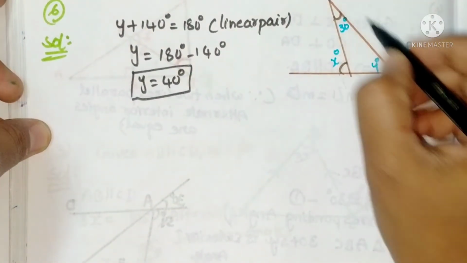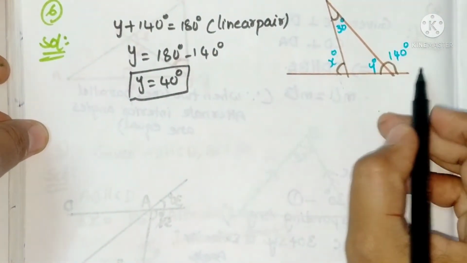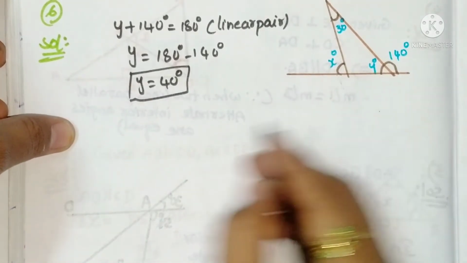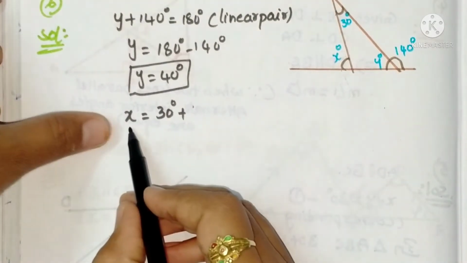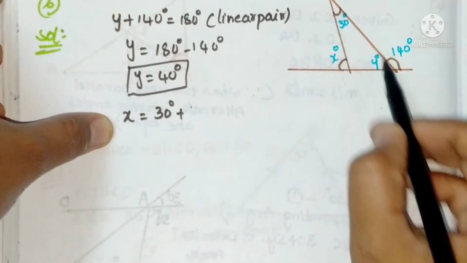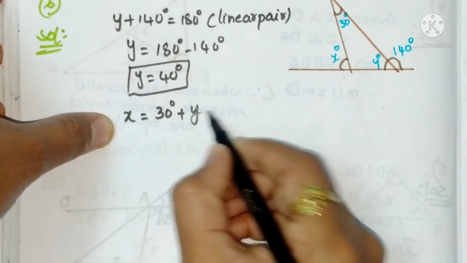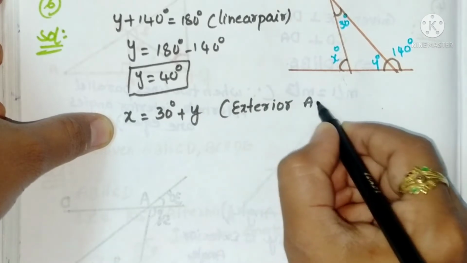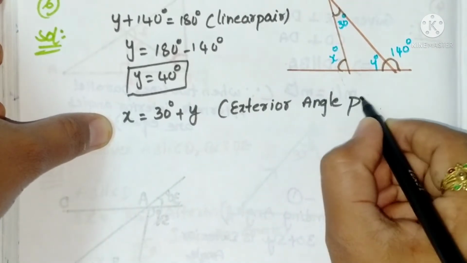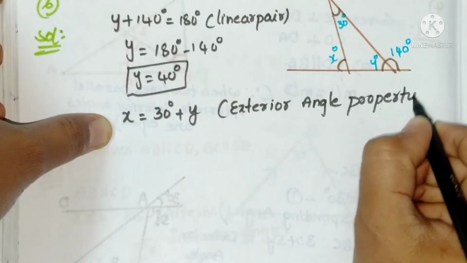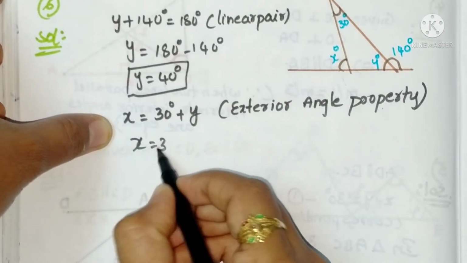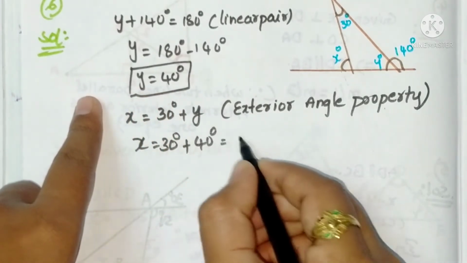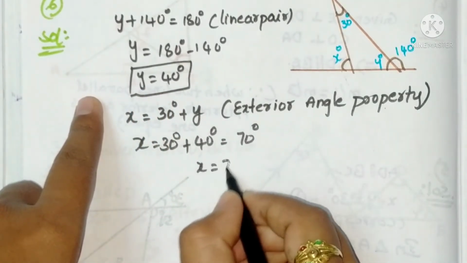Now this is a triangle clearly, and x is the exterior angle to this triangle. The exterior angle equals the sum of its opposite two interior angles. So 30 plus y, by the exterior angle property, or simply you can write exterior angle. So x is equal to 30 plus y, and what is the y value? It is 40. So x is 70 degrees.